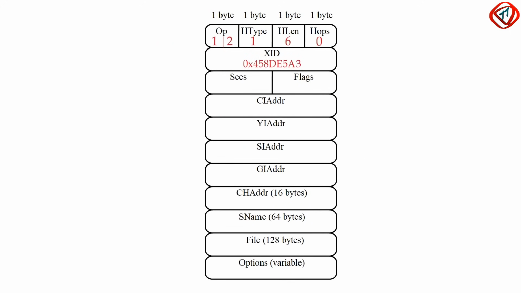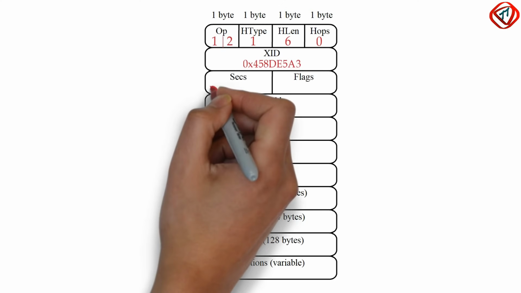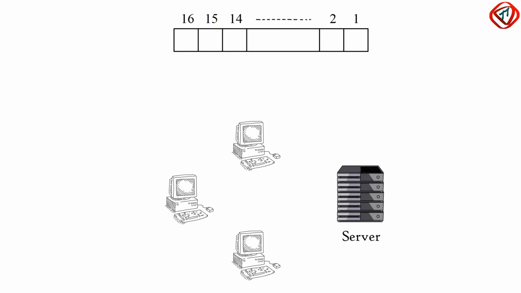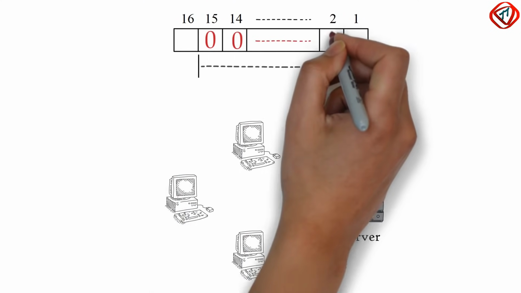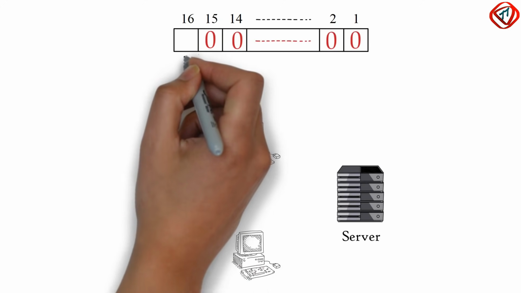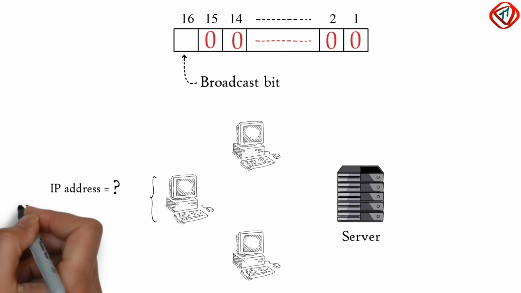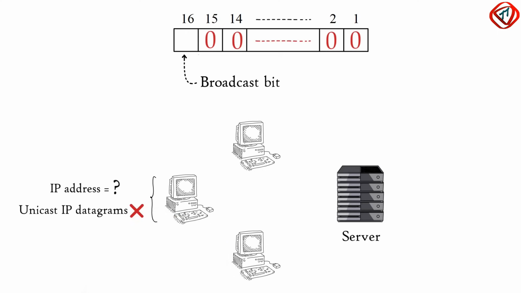Seconds field is set by the client and represents the number of seconds elapsed since the DHCP process started. Flags are 16 bits in length. Out of 16 bits, the rightmost 15 bits are reserved and set to 0, and only the most significant bit, called the broadcast bit, is used. If the DHCP client does not know its IP address or cannot process incoming unicast IP datagrams, it sets this field to 1.